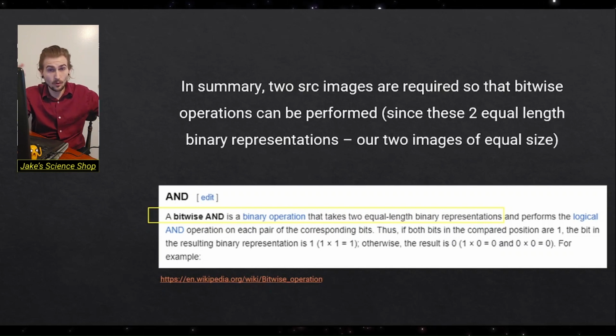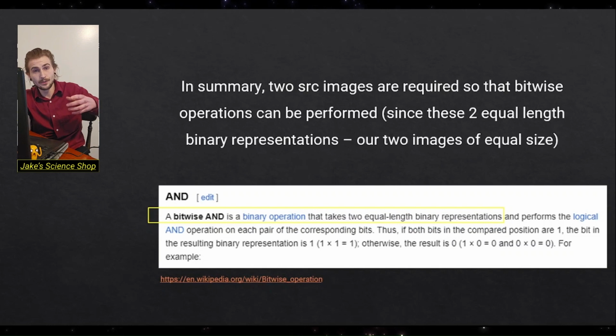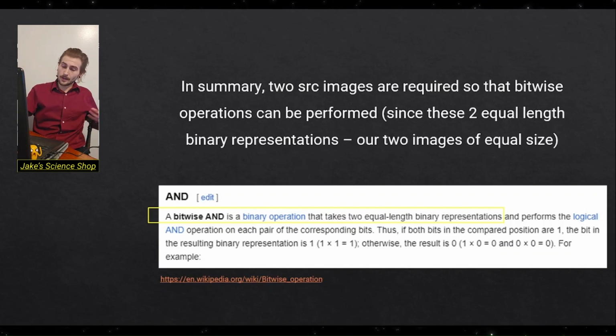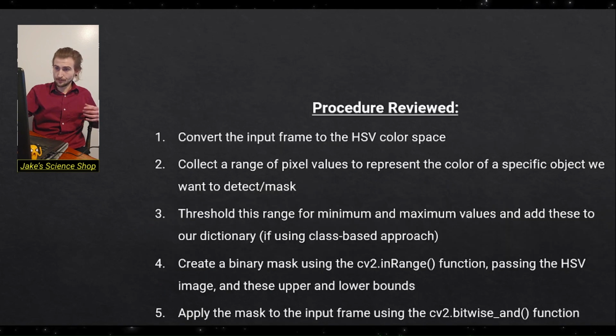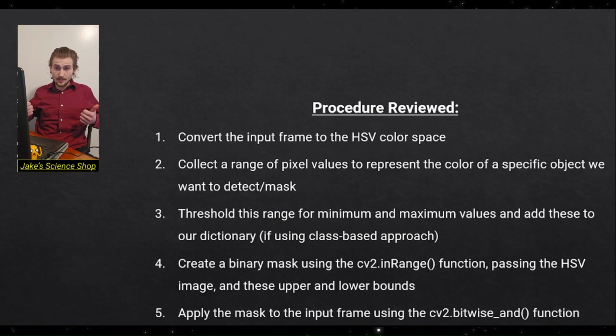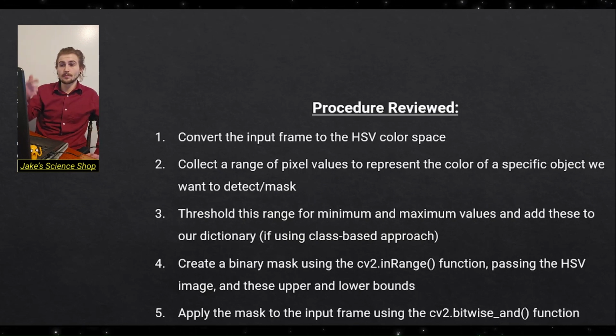If we were doing image overlaying, we would overlay one image by passing it as our source 1 or source 2 argument on the other image by passing it as the other source. Again, I hate to make it more confusing, so let's just move on. That's the procedure. Let's review. Convert to HSV color space. We get our upper and lower bounds from a range of pixels by thresholding the range. And then we create a binary mask and apply it to our frame using the bitwise AND operator, which is OpenCV's bitwise AND function.